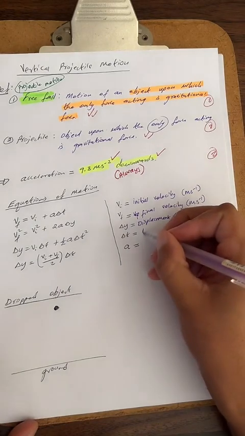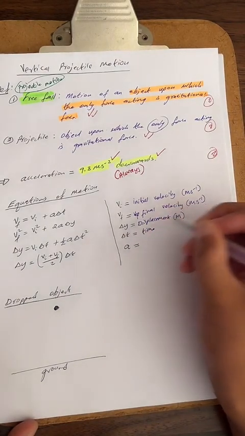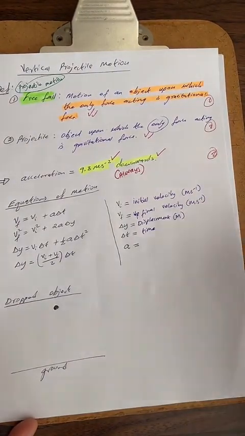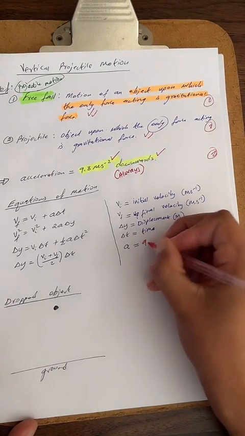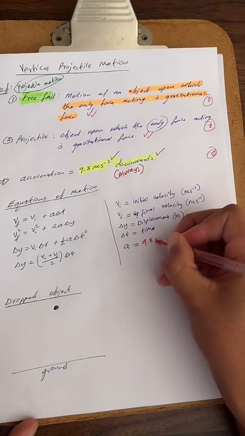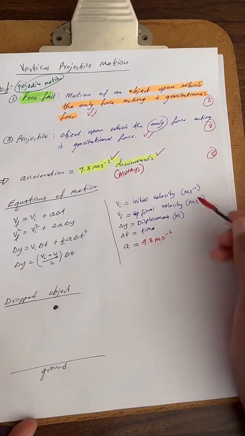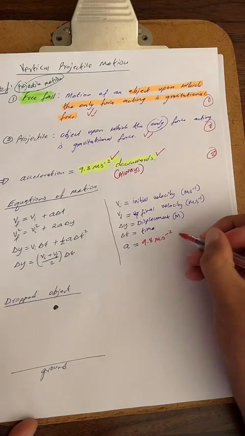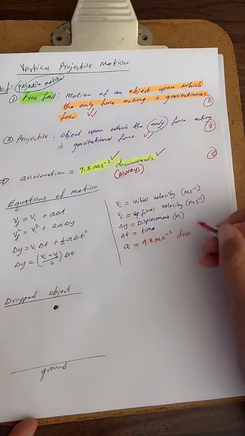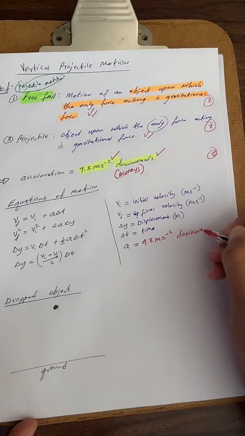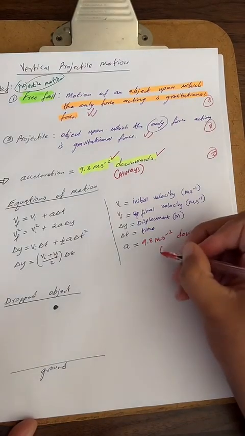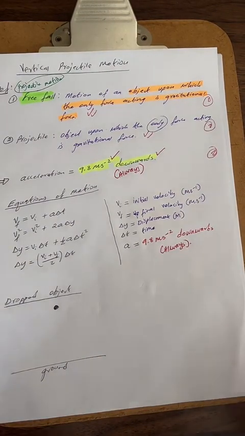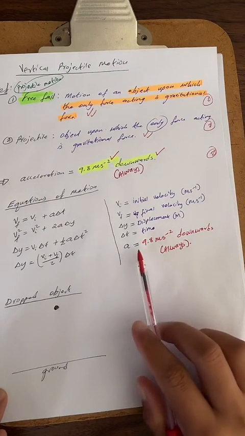Then we have the time. Change in t, that will be the time, and acceleration, this will be acceleration. So let's just write it. This is 9.8. Always this is given, meters per second squared. Remember, velocity is meters per second, but acceleration is meters per second squared. And the direction of this vector is downwards, always downwards. At no point will this value change.